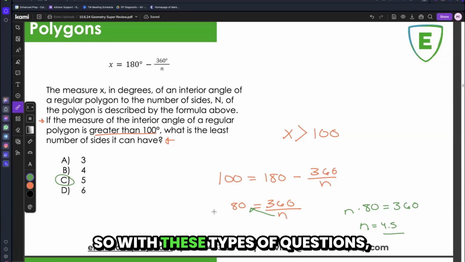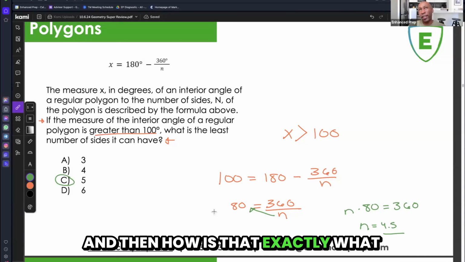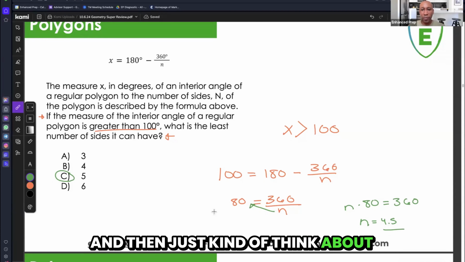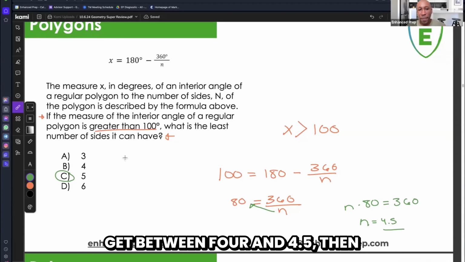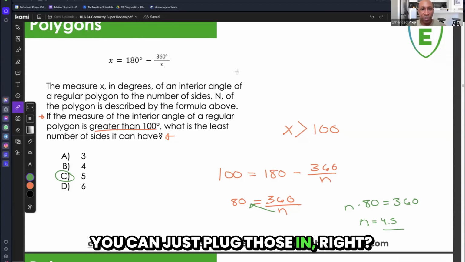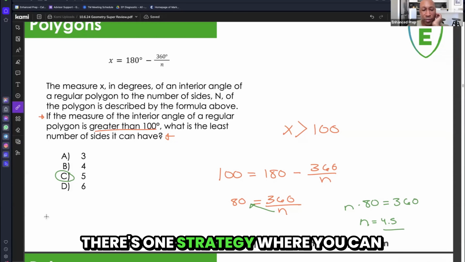Okay. So with these types of questions, what we always want to think about is, what are we solving for? And then how is that exactly what we're looking for? And then just think about that reasoning. If you're never sure, or if you get between 4 and 4.5, then there's a good way to check. You can just plug those in. So that's another strategy that we didn't talk about in this case, but there's one strategy you can use.